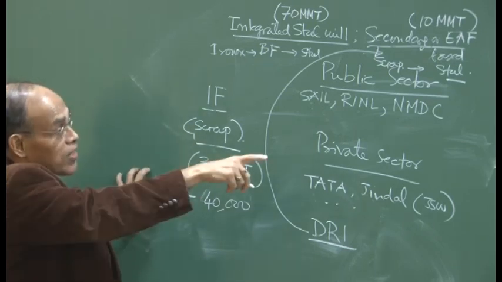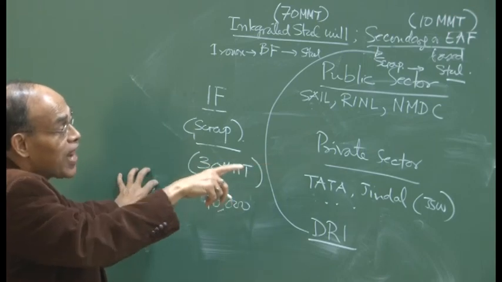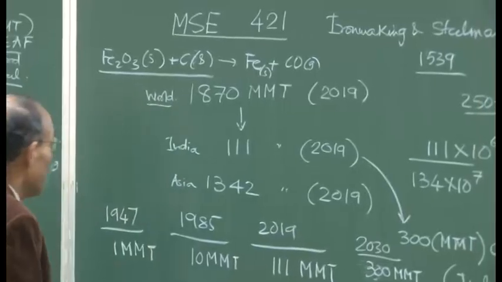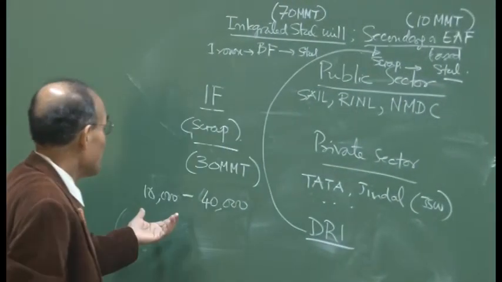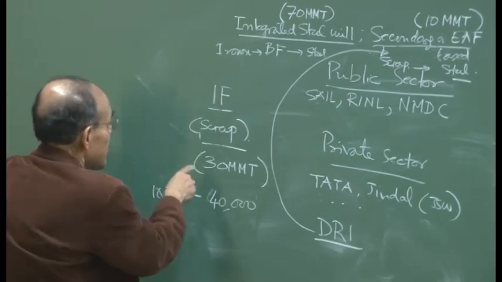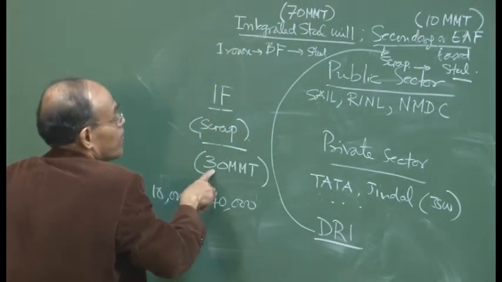Okay? And today's production, as I have noted, is 13 to 14,000 tons of iron per day from a 3.5 or 4 million ton blast furnace itself. So, therefore, as I said, 70 plus 30 is 100 plus 10.